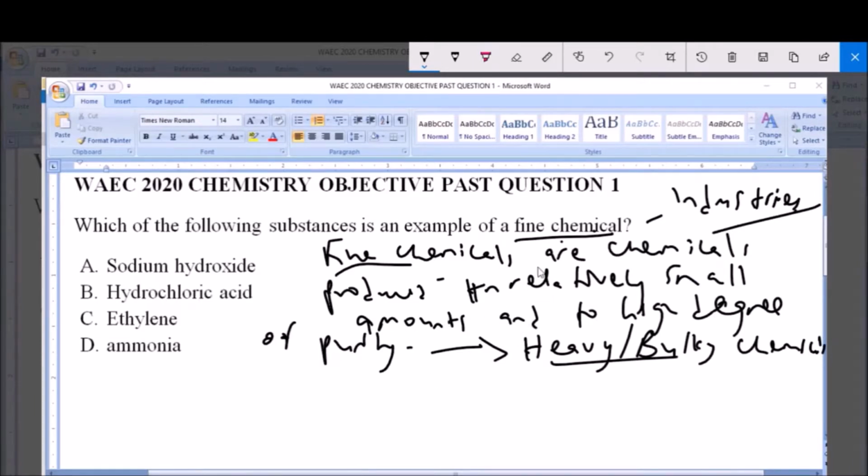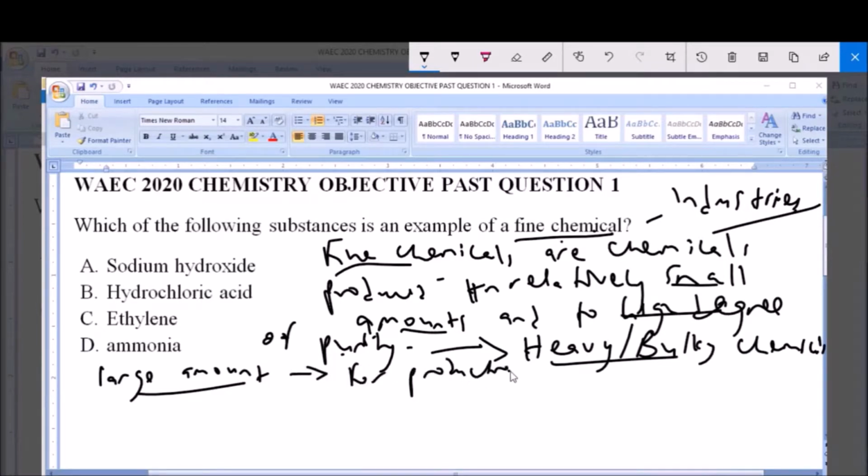So if the chemical is produced in relatively small amounts to a high degree of purity, it is known as a fine chemical. And if it is produced in large amounts and purity is not really important, it is considered a heavy or bulky chemical. Now, heavy or bulky chemicals are also used for production of other materials. So they are used in other processes to produce other materials.